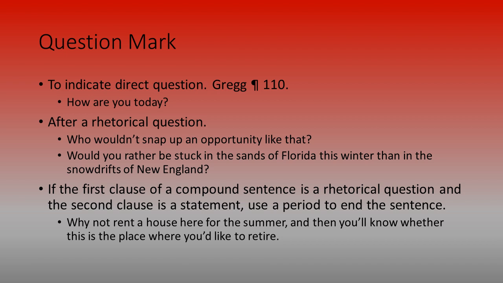We'll move on to question marks. Use question marks to indicate a direct question after a rhetorical question, which is actually a question that you really don't expect a reply to. And if the first clause of a compound sentence is rhetorical and the second clause is a statement, just use a period to end the sentence. And that's where both parts of the sentence are complete independent clauses.